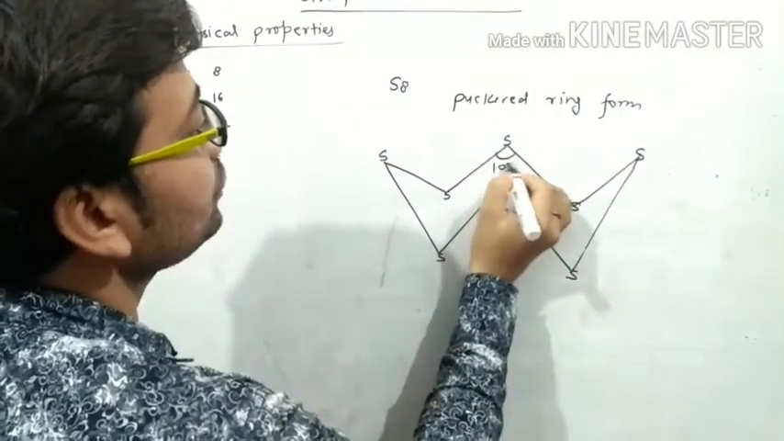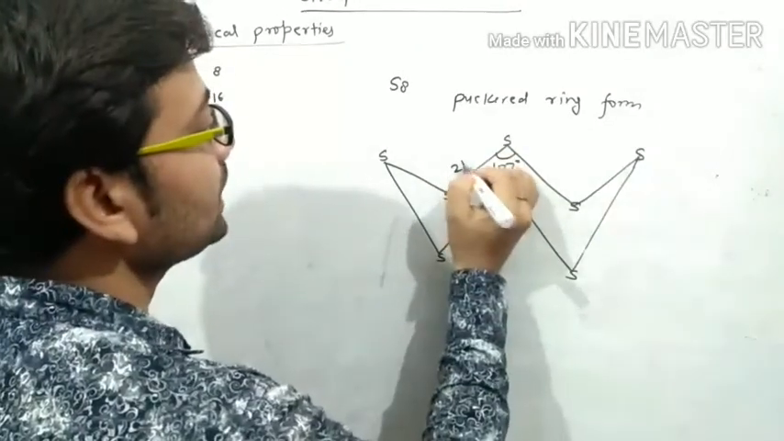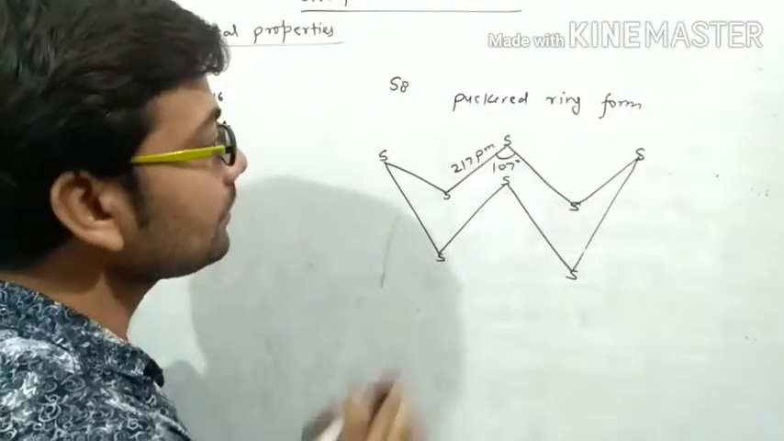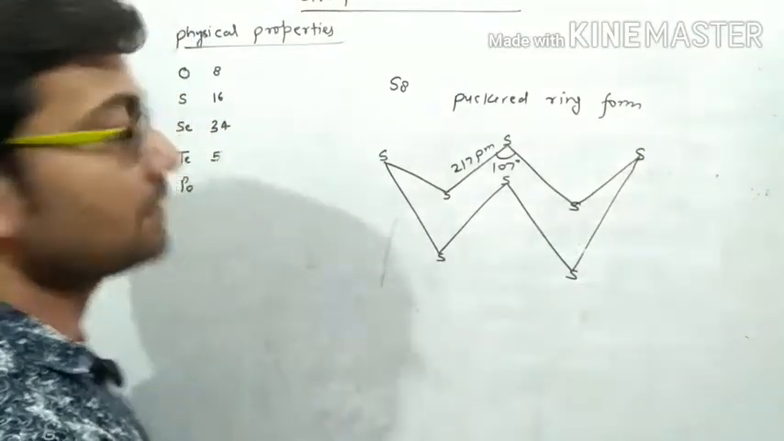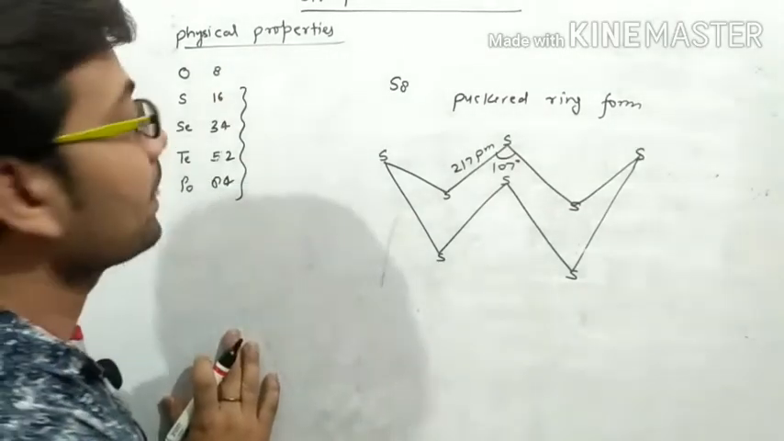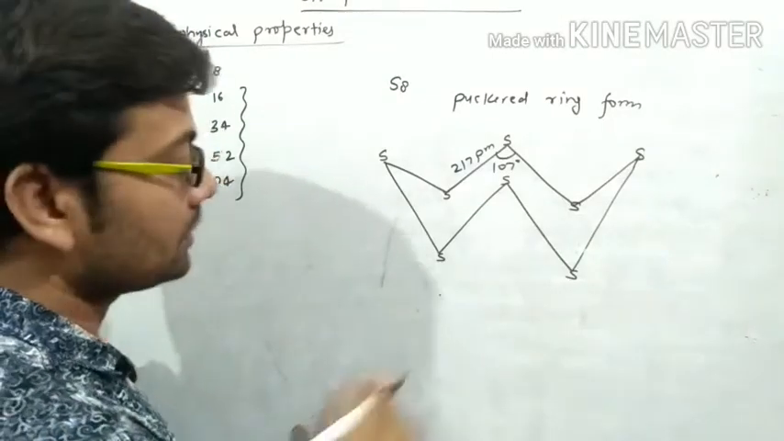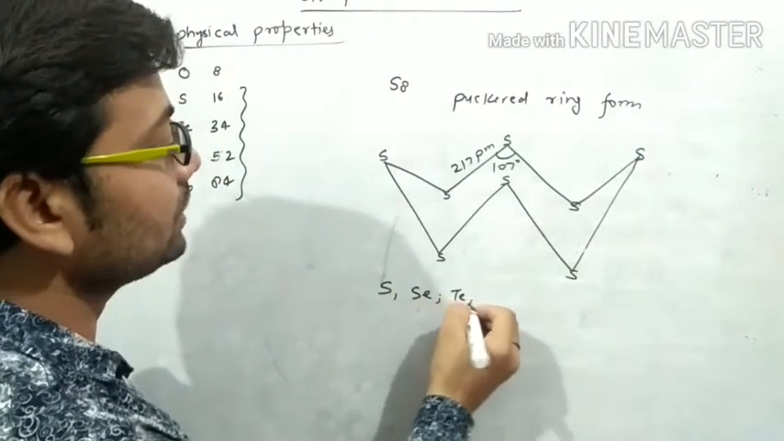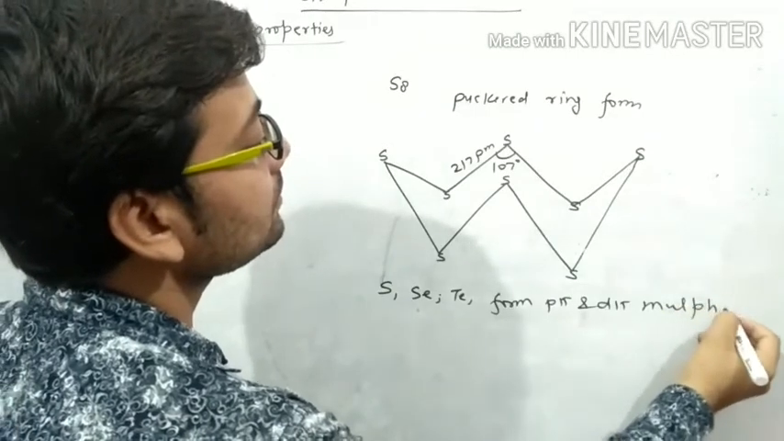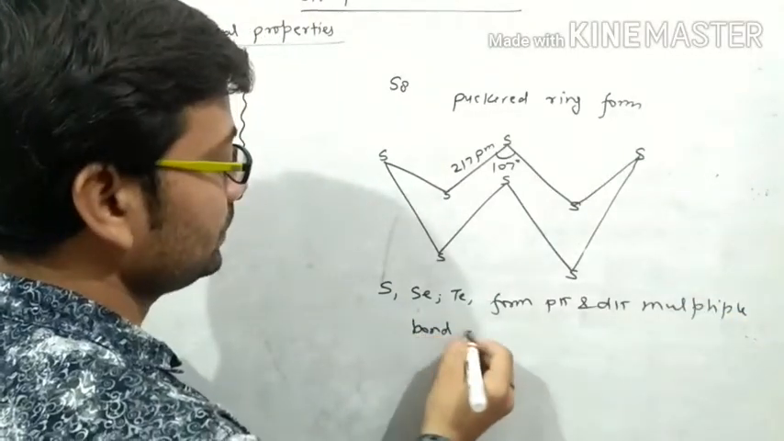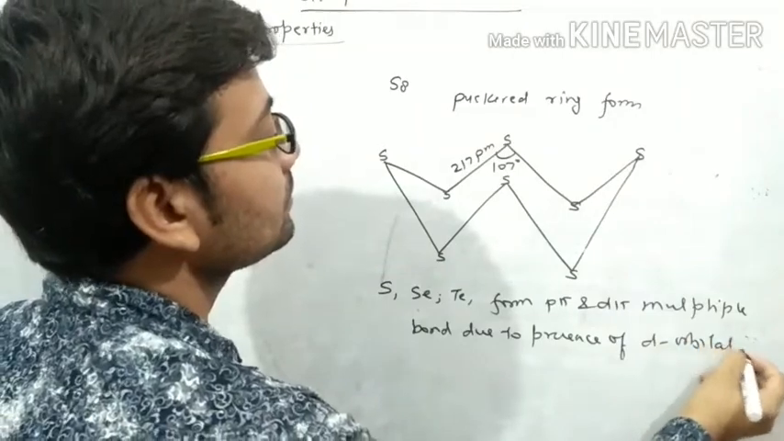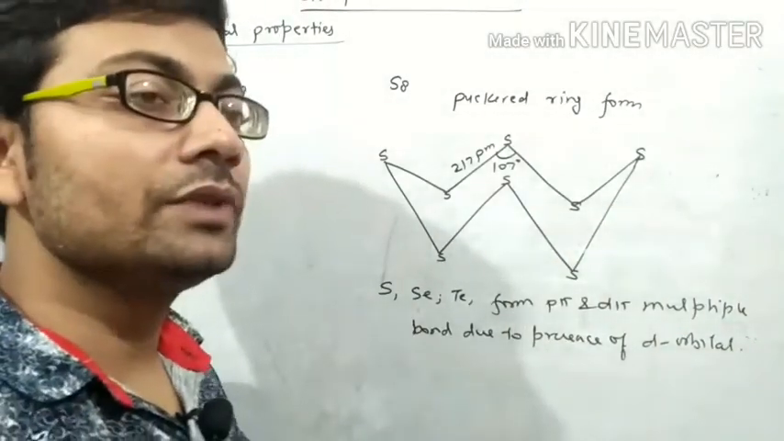And sulfur has a 107 degree bond angle, and the bond length between sulfur atoms is 201 picometer. But sulfur, selenium, tellurium and polonium form p-pi and d-pi multiple bonds due to presence of the d orbital. So these are the physical properties regarding group 16 elements.